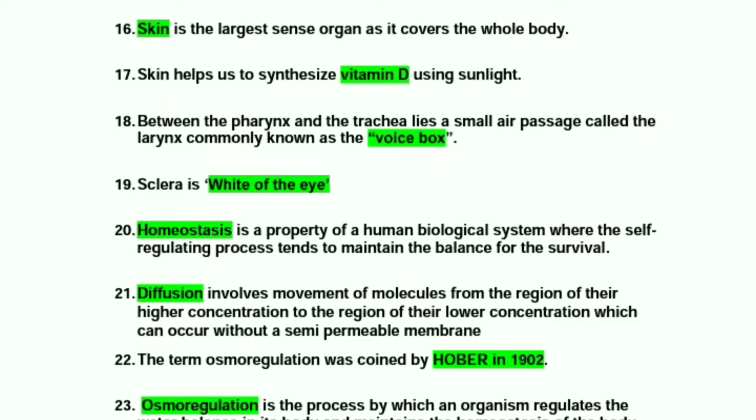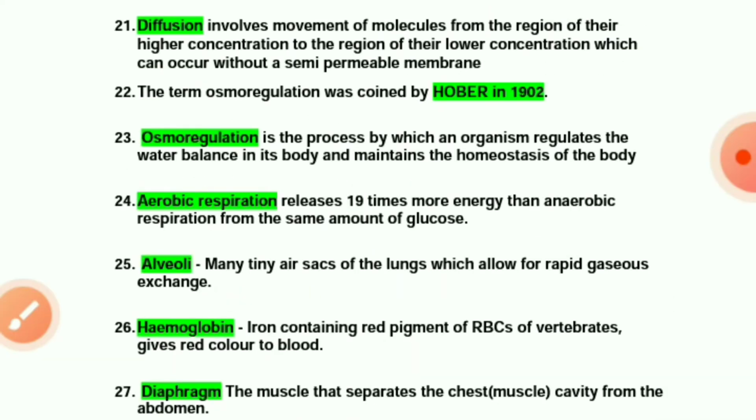Homeostasis is a property of a human biological system where the self-regulating process tend to maintain the balance for the survival. Diffusion involves movement of molecular from the region of their higher concentration to the region of the lower concentration, which can occur without a semi-permeable membrane. The term osmoregulation was coined by Haber in 1902. Osmoregulation is the process by which an organism regulates the water balance in its body and maintain the homeostasis of the body.